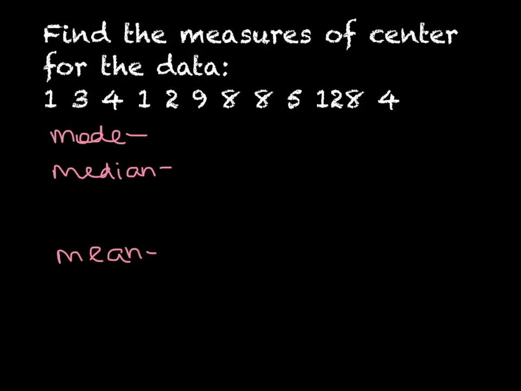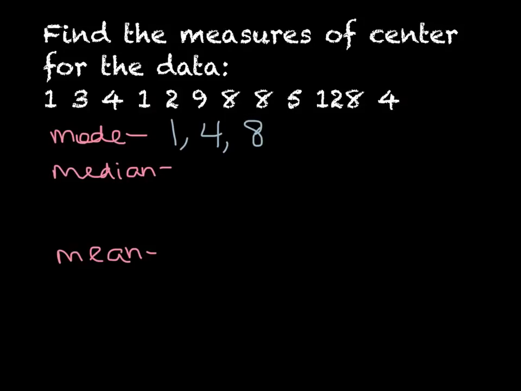So if we look at our data set, we see that we have 1 3, we have 2 1s, 2 8s, and 2 4s. And there's no number that is here 3 times. So that means that we have actually 3 modes. And our modes are the ones that we've seen twice. So that would be 1, 4, and 8.